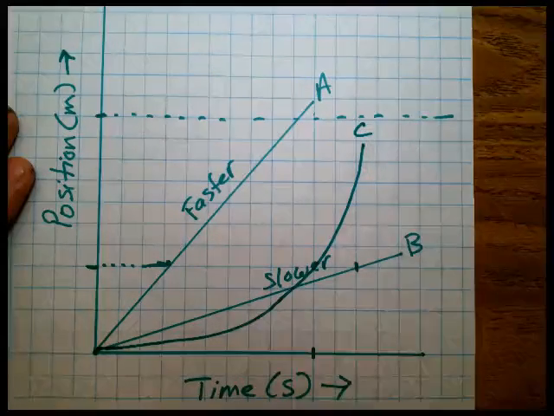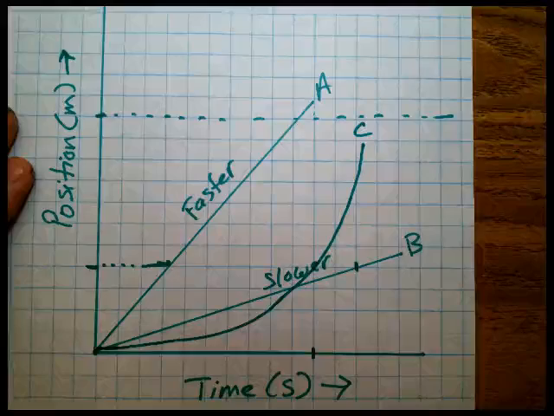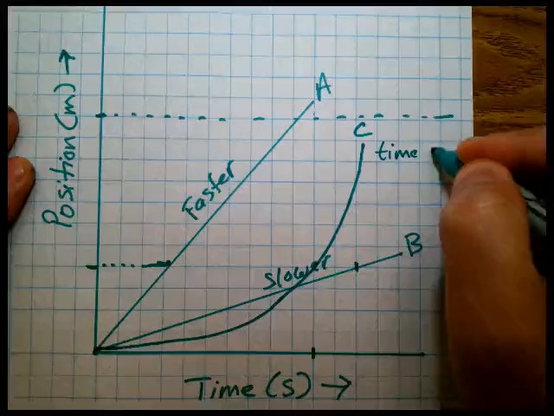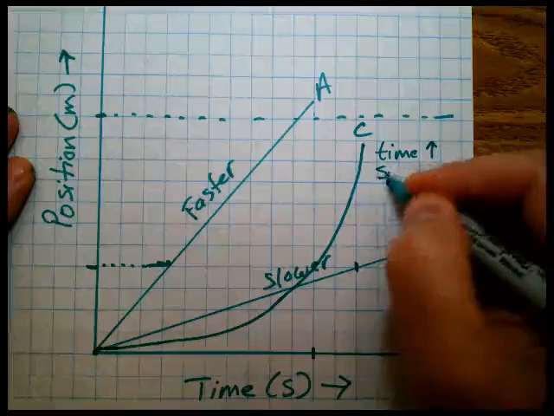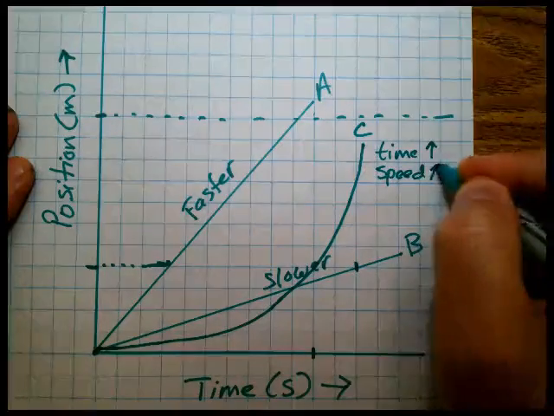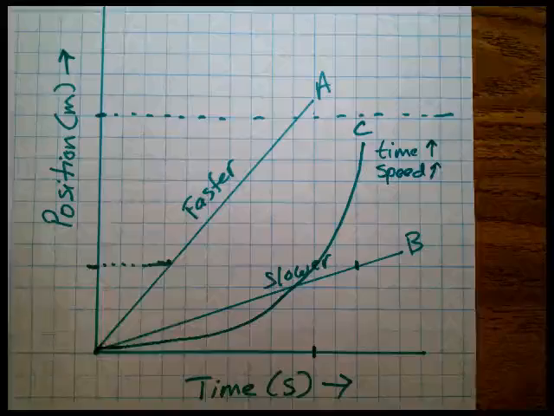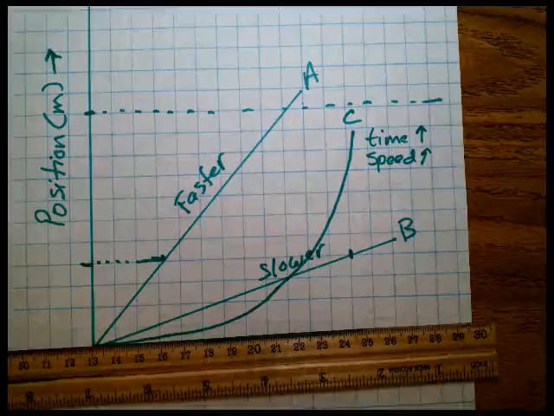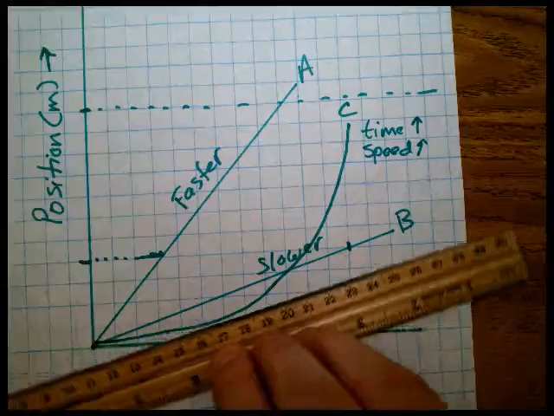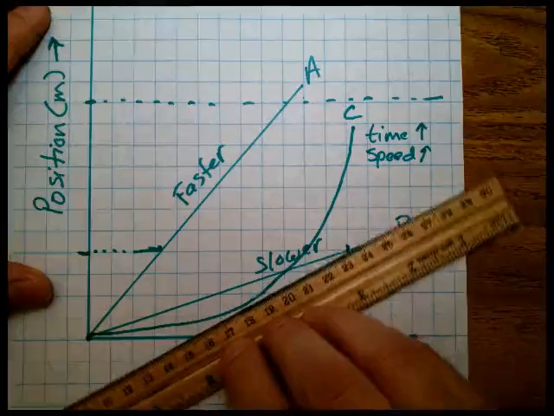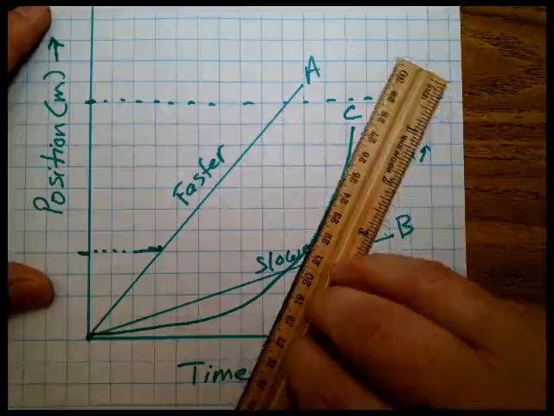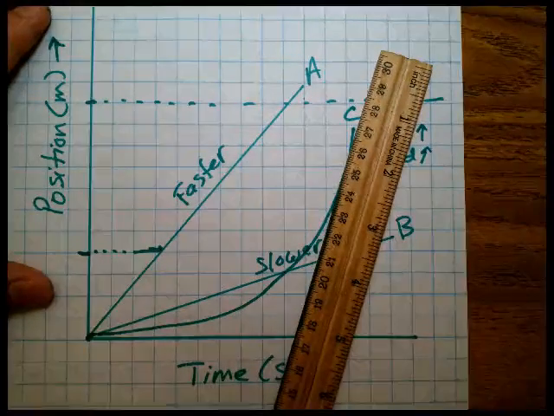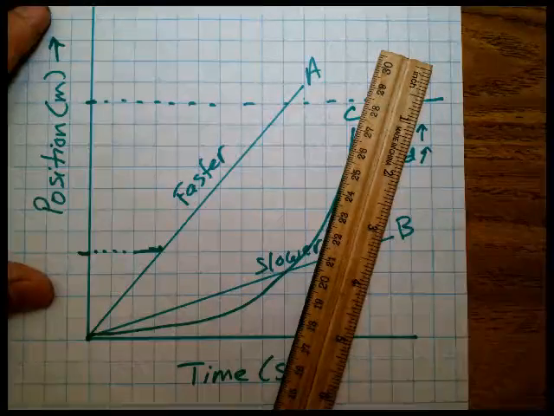So on line C, we know that as time increased, speed increased, because we can see that if we use our slope analysis tool, if we look at the slope at this part of the line, and as we go along in time, the slope gets steeper and steeper and steeper, and we're pretty convinced by this time that slope represents the speed or velocity of an object on a position versus time graph.